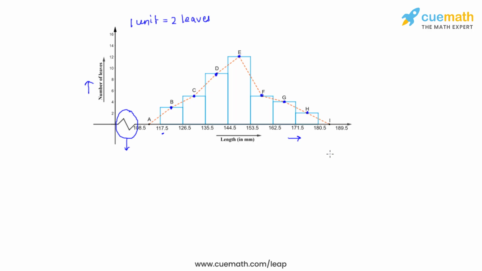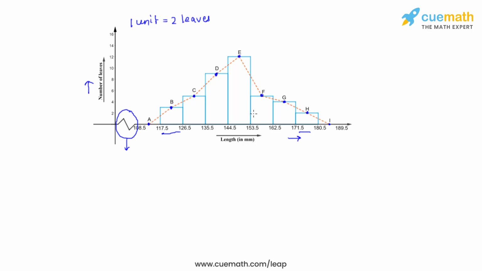To make the graph look like a polygon, we assume that there is a class before the class interval 117.5 to 126.5 whose frequency is 0, and the midpoint of that class is A. Similarly, we have assumed that there is a class after the class interval 171.5 to 180.5 with 0 frequency whose midpoint is I. Now, all the midpoints that we have in the graph are joined by dotted lines, and this is the frequency polygon.